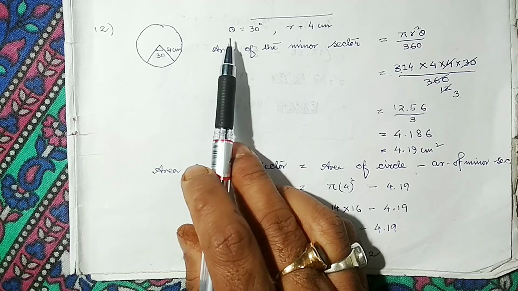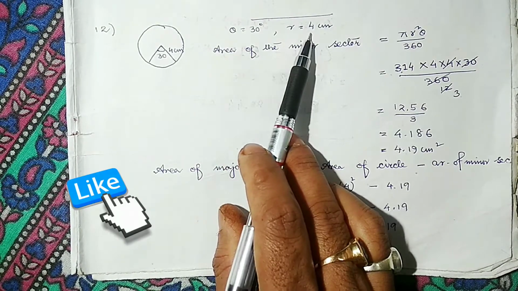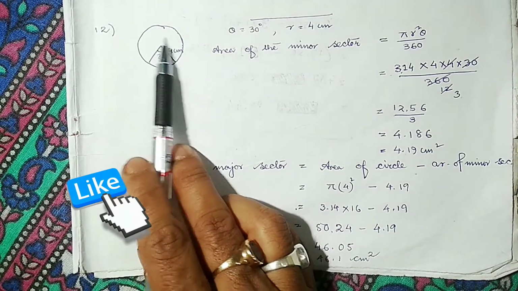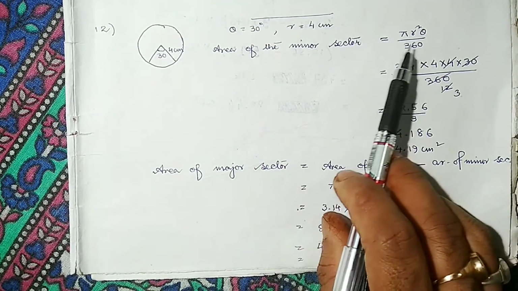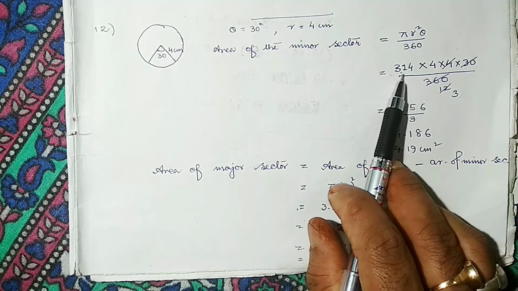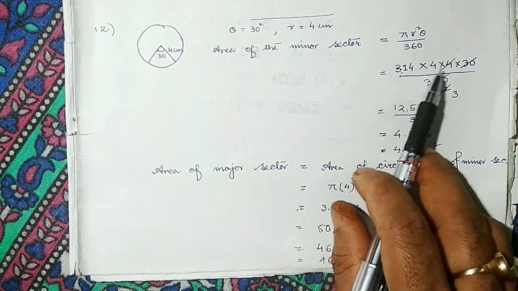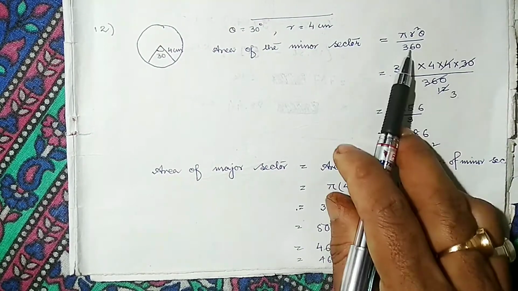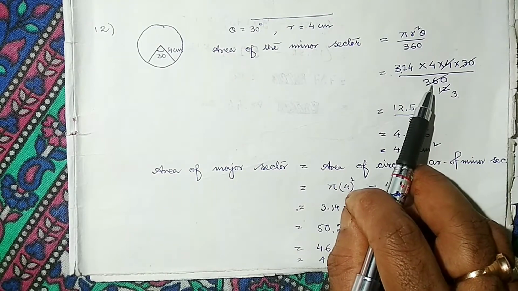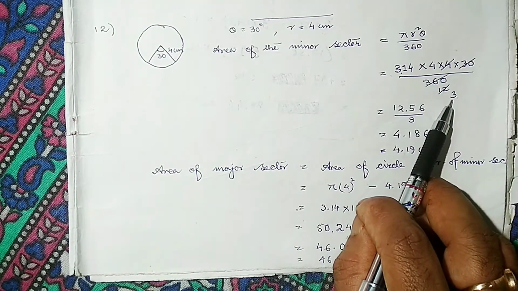In question number 12, theta angle is given as 30 degree and radius of the circle is 4 centimeter. We are to find the area of the minor sector and the major sector. We know the area of the minor sector is pi r square theta by 360. Now pi, as given in the question, 3.14 into r square, radius is 4, so it will be 4 into 4, theta is 30 degree by 360. Now 30 and 360 can be cancelled, and we will get 12. 4 and 12 can be cancelled, then it will be 3.